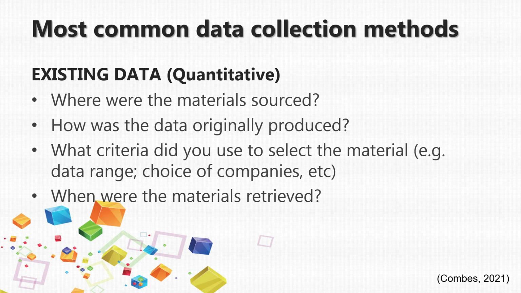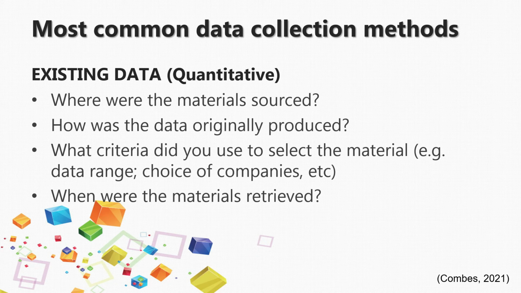So in case of secondary data or existing data, you have to mention in your write-up where the materials were sourced, meaning where can we find the materials, where have you downloaded the materials from, how was the data originally produced. Okay, is it coming from the companies themselves? Is it coming from a regulatory agency, etc.?